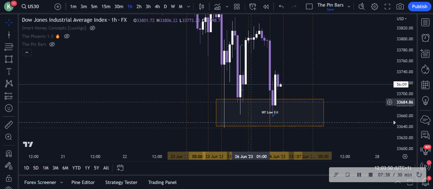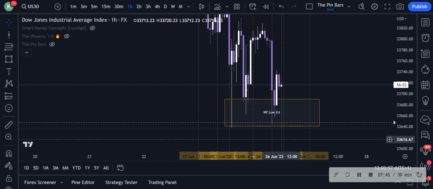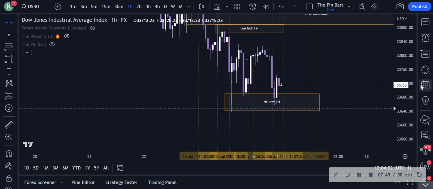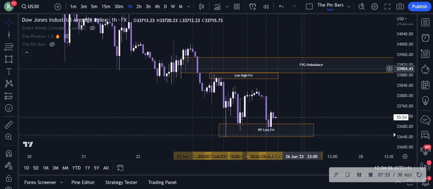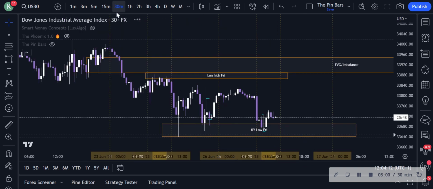You can also say price did close below this, so obviously it is going to be bearish as well on an hour. However, there is an imbalance right up here, which price possibly could come up and touch. And then if you drop to a 30 minutes, like I told you guys, it took out the previous low per se, and we did have a break of structure on the 30 minutes to the upside.